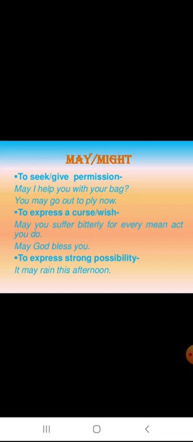To express a curse or wish: May you suffer bitterly for every mean act you do. May God bless you. To express strong possibility: It may rain this afternoon. It is a possibility. So for these things we use may and might.